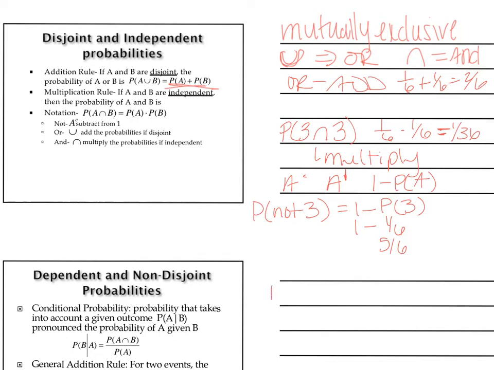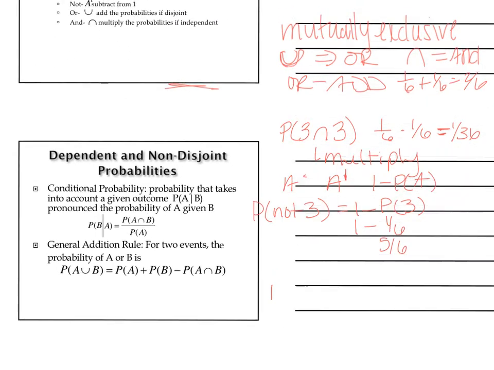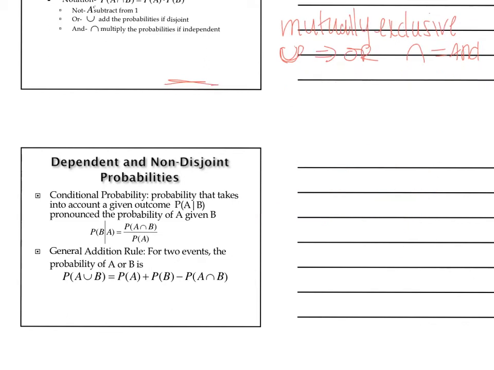The next thing we looked at was when they're not disjoint or they are not independent. Those probabilities change slightly. The conditional probability is a probability that takes into account a given outcome. So what's the probability of A given B has already happened? When they're independent, those probabilities are going to be equal. The probability of A is equal to the probability of A given B.